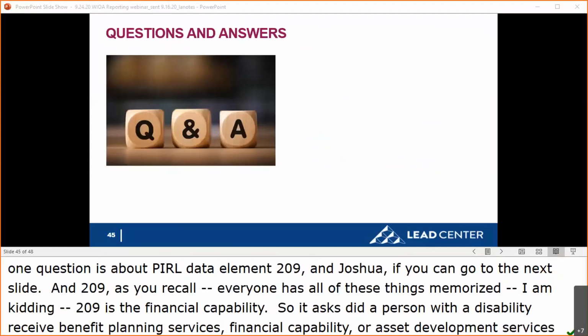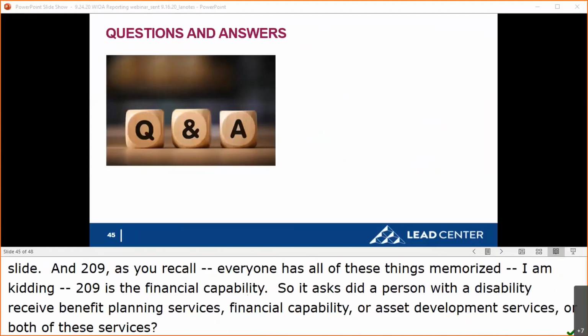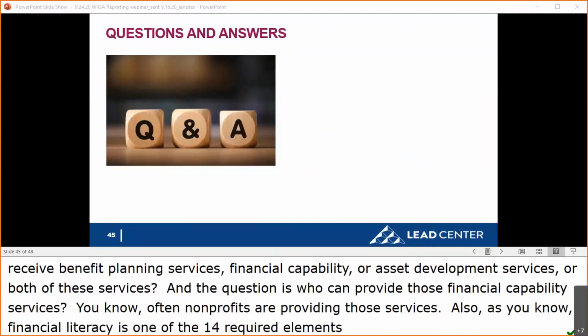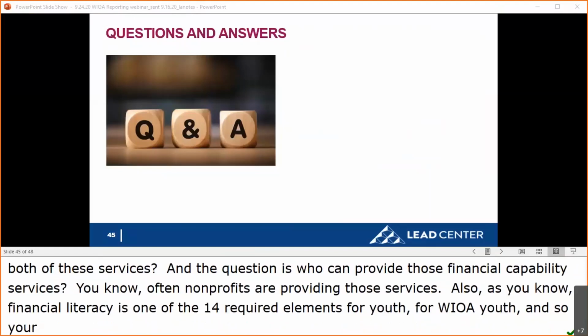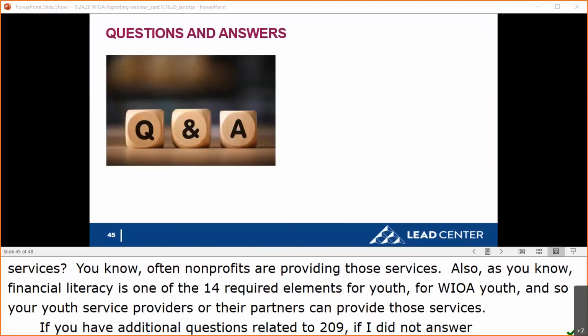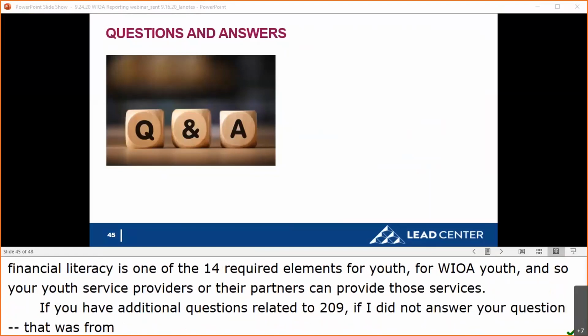And the question from someone is, who can provide those financial capability services? You know, often nonprofits are providing those services. Also, as you know, financial literacy is one of the 14 required elements for youth, for WIOA youth. And so your youth service providers or their partners can provide those services. If you have additional questions related to 209, if I did not answer your question, that was from Amy Wamsley, add a little note there in the Q&A.